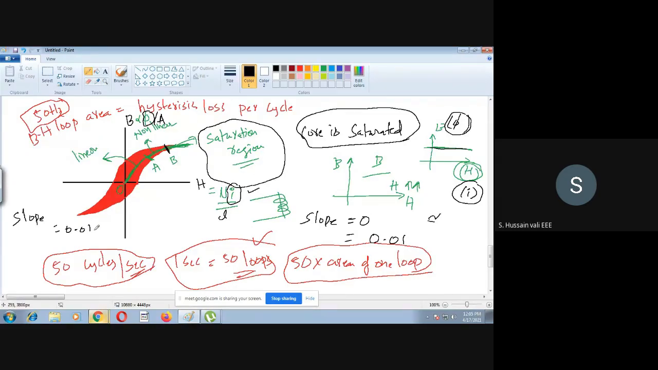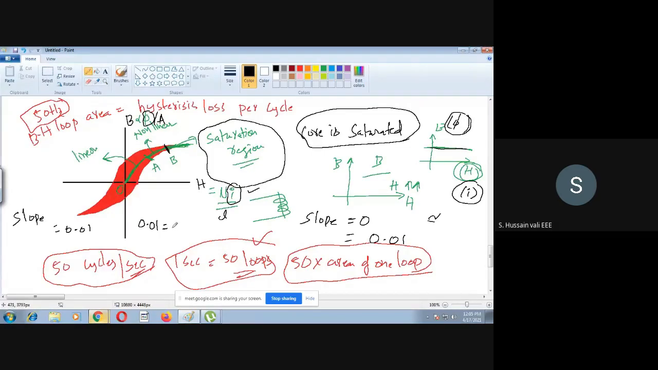If the slope is very small in the saturation region, what does that mean? How do you find out the slope? Slope is always y coordinate divided by x coordinate. So the slope we got is 0.01. That's a small value because it is near horizontal. So the slope is very small.